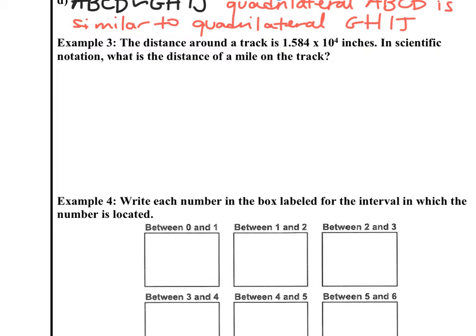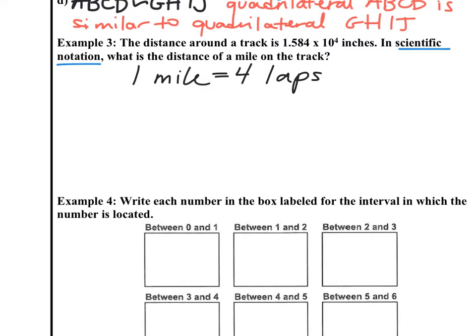This next one is about scientific notation. It says the distance around a track is 1.584 times 10 to the 4th inches. In scientific notation, what is the distance of a mile on the track? I know, and hopefully you do too, that 1 mile is 4 laps around a track.